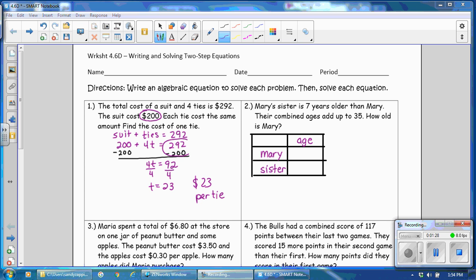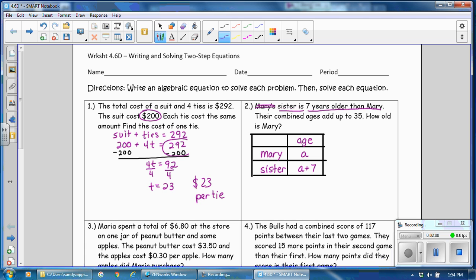Once you have your table set up, determine which person is the complete unknown. So Mary's sister, let's just call her sister. Mary's sister is 7 years older than Mary, so you know a little about the sister. That makes Mary the complete unknown. So we'll use a variable for Mary, and then we relate the sister's age to Mary. 7 years older than Mary would be adding 7 to Mary's age.